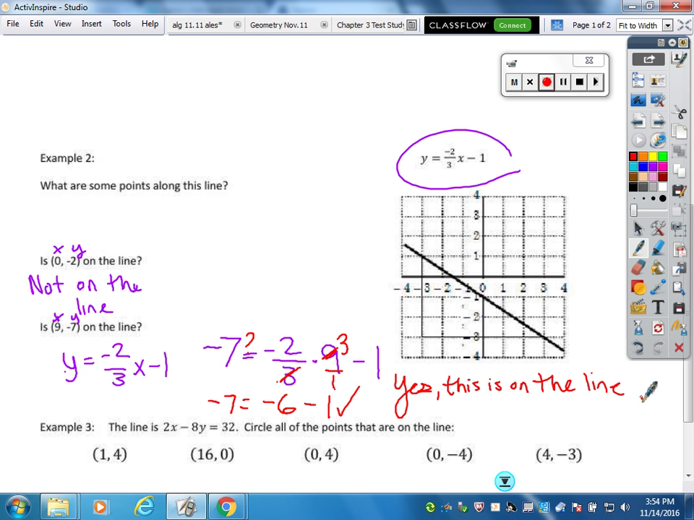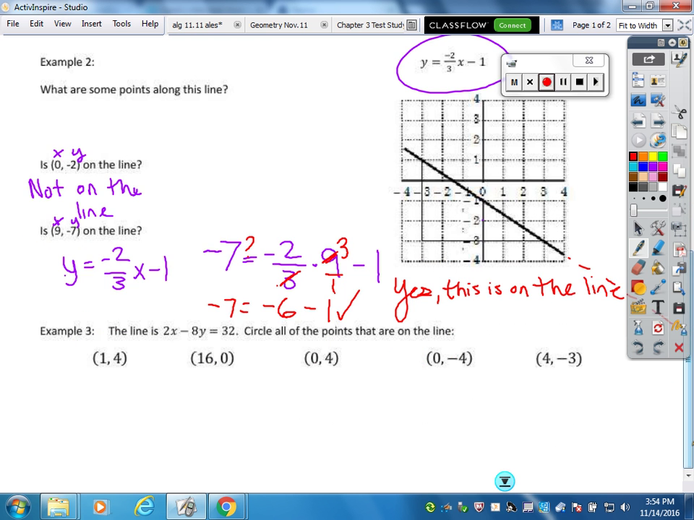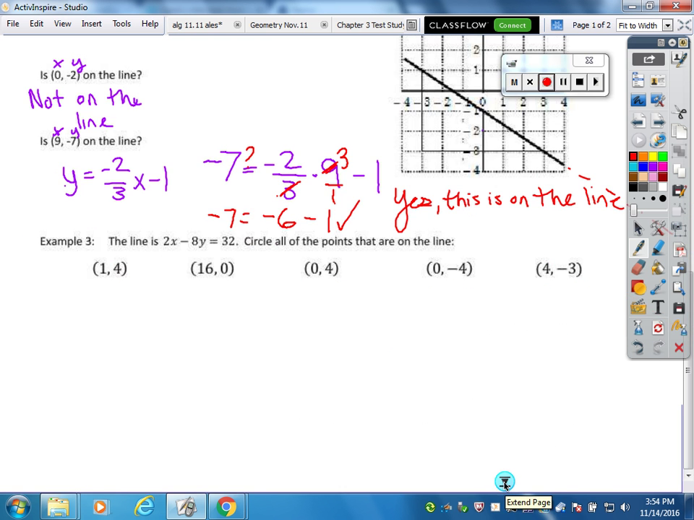So it was down here and it was in the right spot. So if that could continue, we would see it. All right, so this is how they do it on the SOL. It says circle all the points that are on the line.